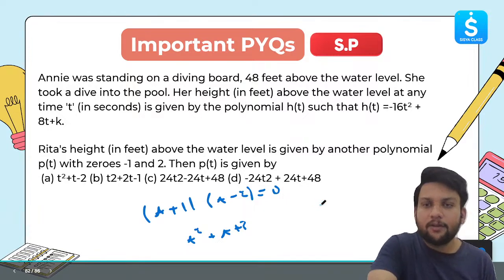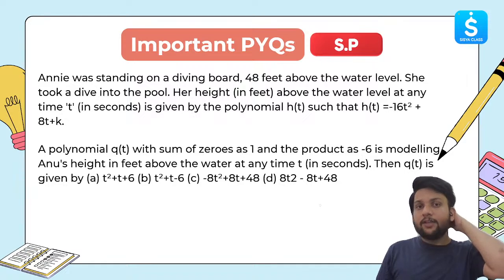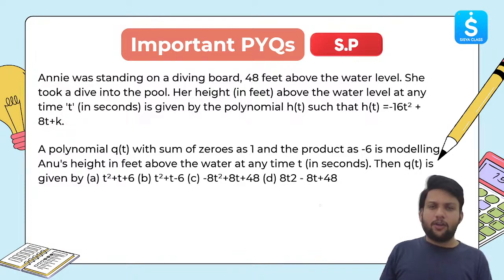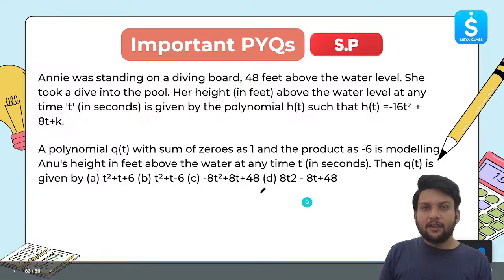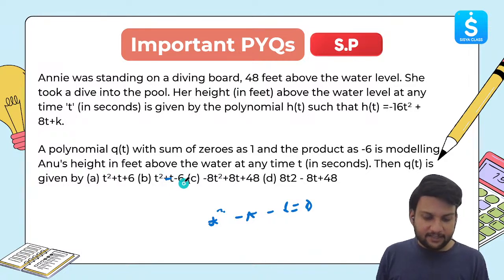Let's do one more part of this before we end the session. Now, what is the polynomial p(t) with sum of zeros as 1 and product -6? Then p(t) is what? This is a very easy question. Again, it is t squared. Sum of zeros is what? Nothing, -1. So I will write minus t. And product is -6. So t squared minus t minus 6 equals 0. Is it clear? Yes. Great.